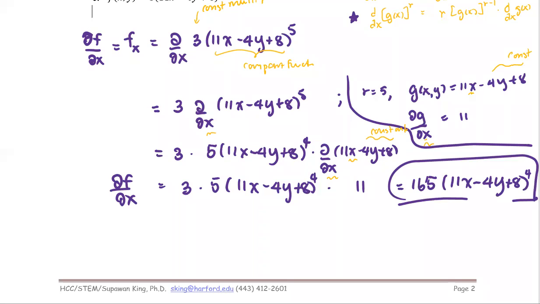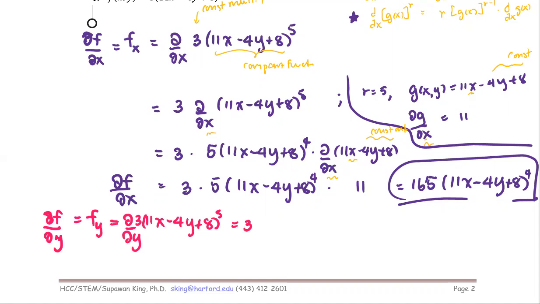And then for the second part, just keep going. I try to use different colors, see the difference here. So the partial f with respect to y. This time we're going to keep an eye on the variable y: the partial with respect to y of 3 times the quantity 11x minus 4y plus 8 to the fifth. 3 is treated as a constant again, and then we find the partial derivative with respect to y of the quantity. The target is the variable y, so we're going to treat x and 8 as constants.